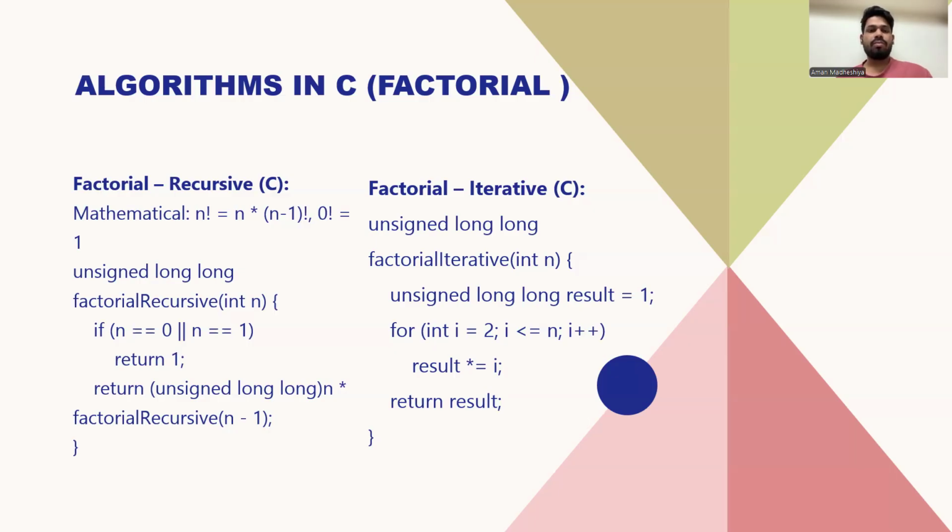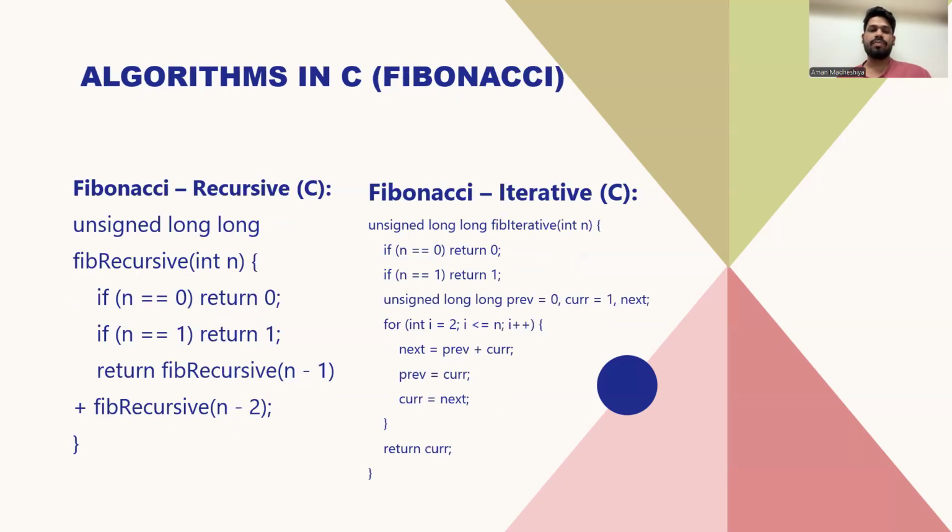In the iterative method, we use a loop. We start with result equal to 1, and then we multiply result by each number from 2 up to n. This approach is more effective in terms of memory, as it avoids recursive stack usage. So this slide shows how the same logic, calculating factorial, can be implemented using two different styles of programming in C. Next slide.